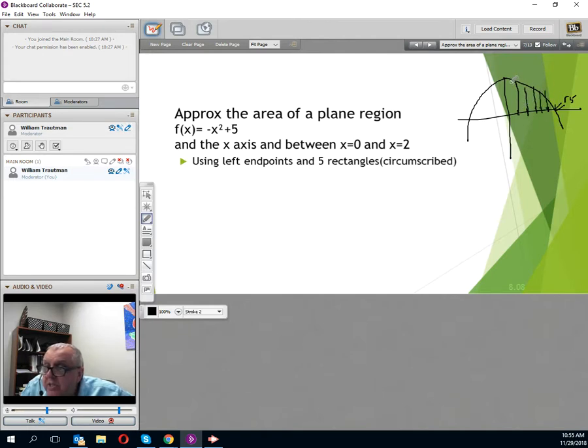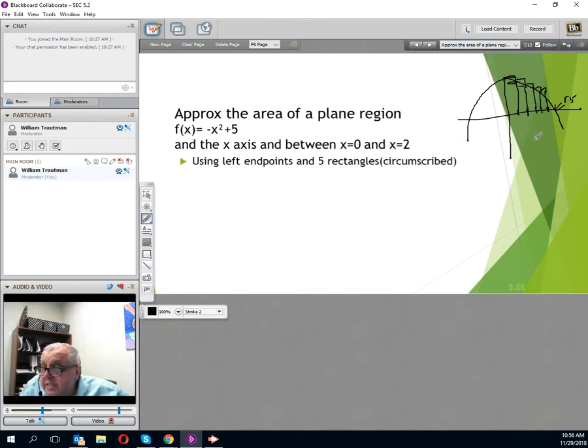In other words, the left side we're doing here, and we're going outside of the line in this case. We're using the left side to draw. Previously we used the right side, and we went inside. But now we're using the left side to go straight out. So these are the left endpoint rectangles.